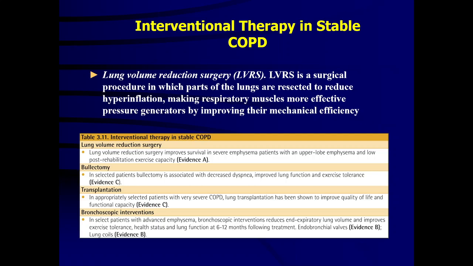Do we have other interventional therapy in patients with stable COPD? We have what we call lung volume reduction surgery. This is a surgical procedure in those who have severe disease. If they have emphysema affecting the upper lobes predominantly. It doesn't help patients if they don't have emphysema. We have other interventions also, like bullectomy or transplantation or bronchoscopic interventions.